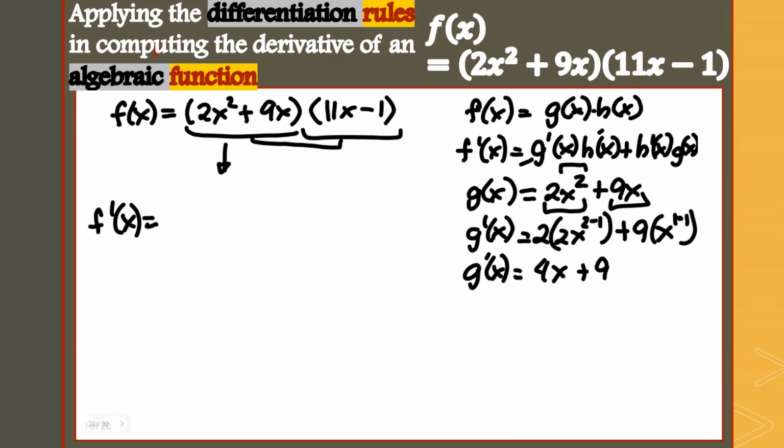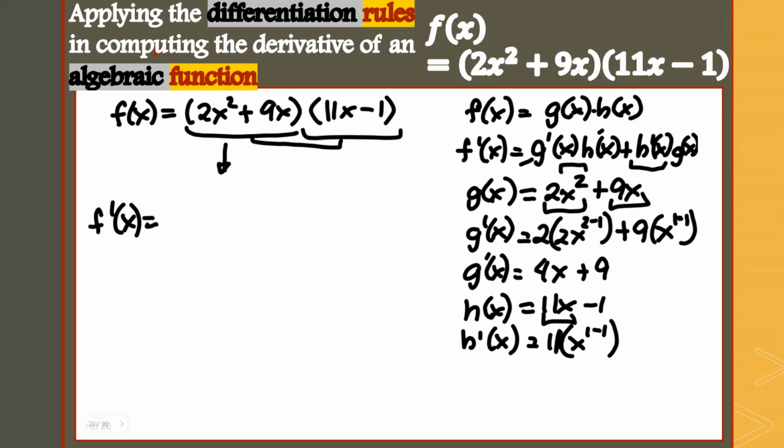We already have g prime of x. Now we have h of x, the next item here, which is 11x minus 1. What we need is h prime of x. So you will take here again the constant multiple. You have 11x to the power of 1 minus 1.